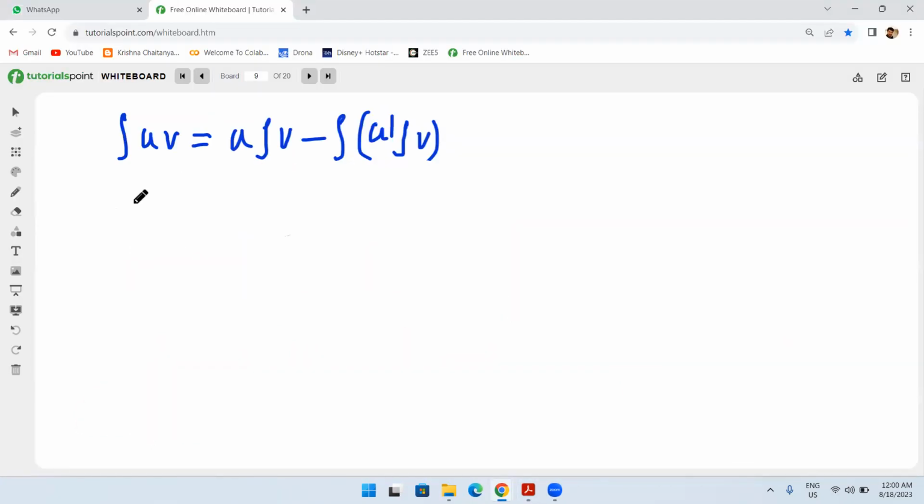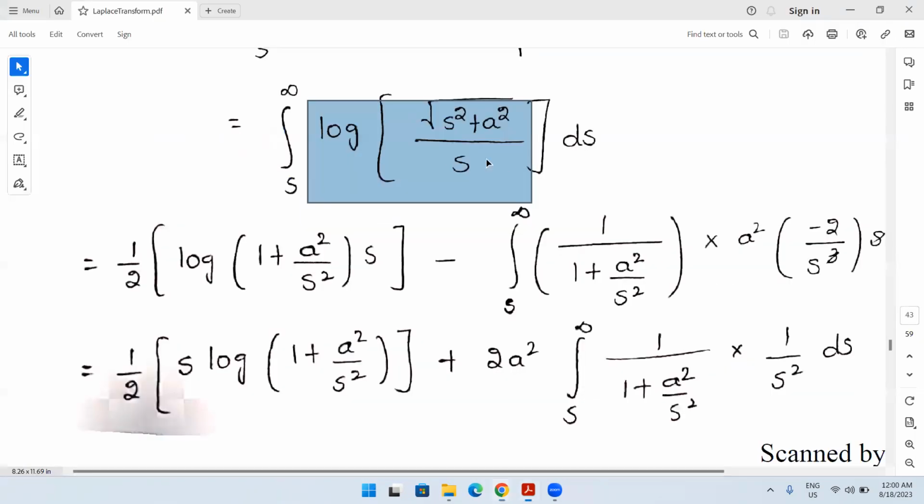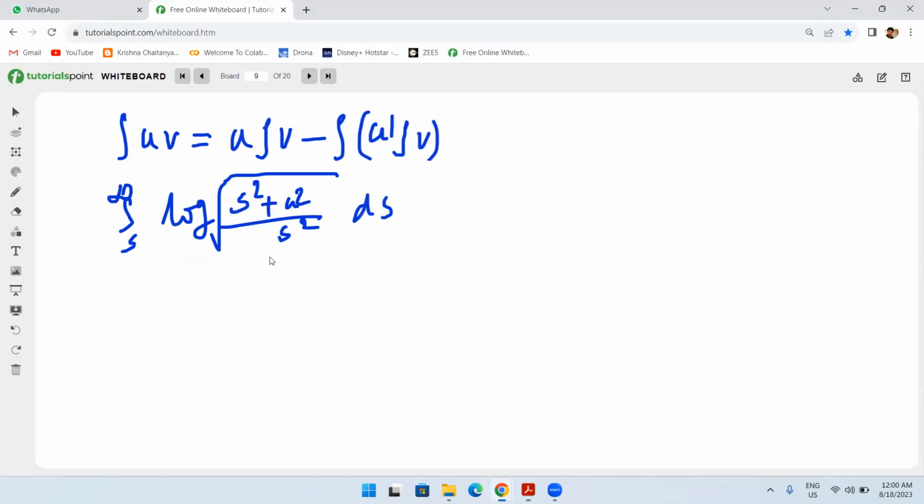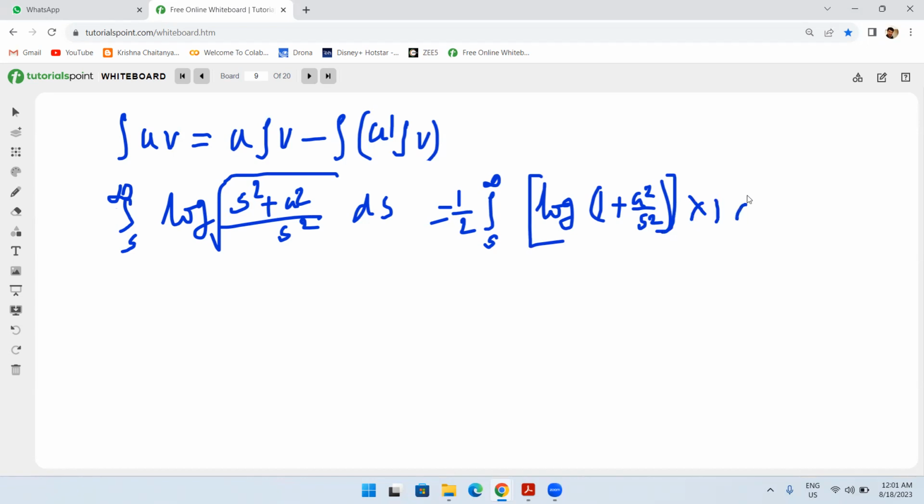Now the log of this one can be written as what? Integral h to infinity of log square root. I'm taking the square root to the complete (s square plus a square) by s square, total square root, ds. s square, s also I'm taking under square root, so we get s square. Cancelling it, we get integral h to infinity log of 1 plus a square by s square, square root. Square root will become 1 by 2 here, ds. Here, in the bracket, we take u into 1 as v ds.